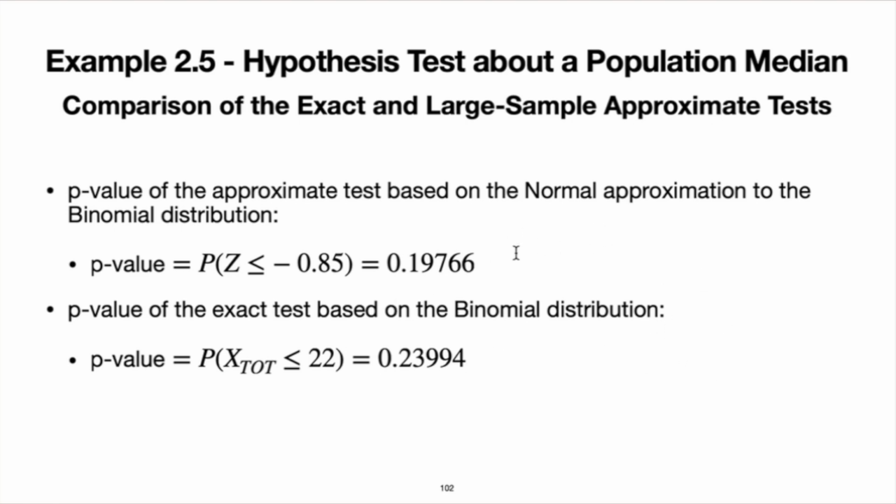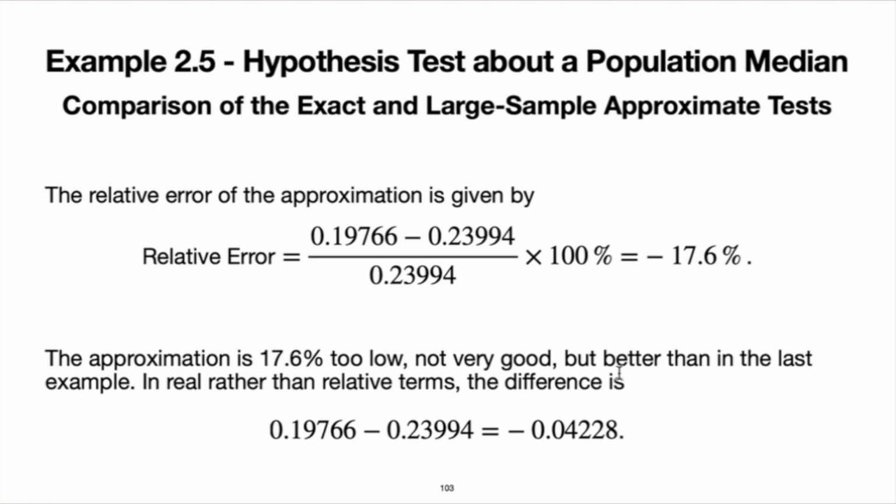There's a difference in the p-values that we obtain using the approximate test and what we obtain using the exact test. And so what we want to do is calculate the relative error. The relative error in this case is not quite as bad. It's only negative 17.6%. So that's still not good. That's not very good at all, really. But we're moving in the right direction.